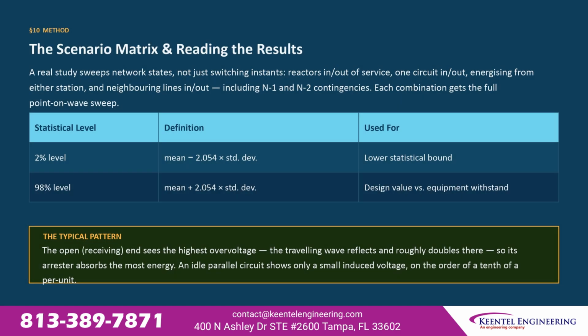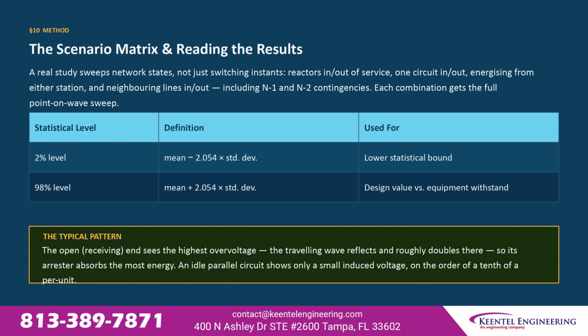A credible study sweeps a full matrix of network states: reactors in and out, one circuit in or out, energizing from either station end, and neighboring lines in various configurations, including N1 and N2 contingencies. Each combination receives the full point-on-wave sweep. The design value is taken at the 98% statistical level, the mean plus 2.054 standard deviations, and compared against equipment withstand levels. A consistent pattern appears across studies.